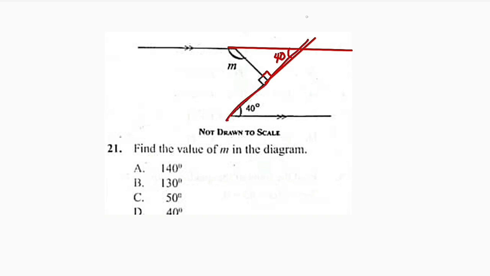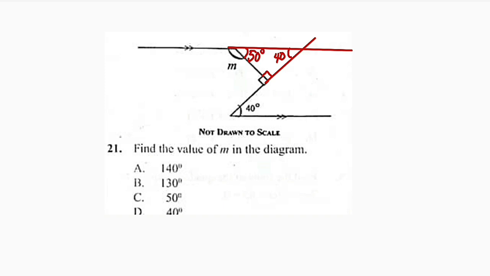Because we have a transversal line that connects the two parallel lines, and these angles are said to be alternate to each other, and alternate angles are equal. Remember, the sum of all angles in a triangle equal to 180. So this particular triangle, we have 90, we have 40. What do we have left? 50. Hence, this angle right here must be 50 degrees.